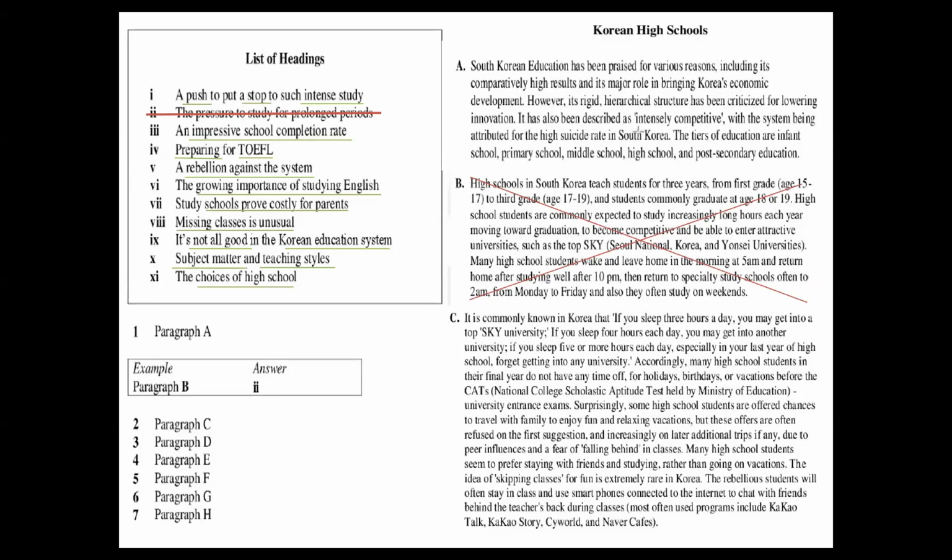It has also been described as intensely competitive, with the system being blamed for the high suicide rate in South Korea. Okay, the tiers of education are infant school, primary school, middle school, high school, and post-secondary education. If we go to the list of headings, here we have, by the way, let's look at this first.